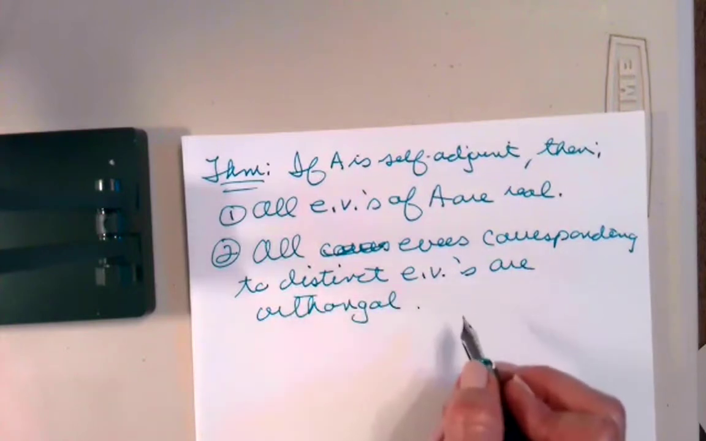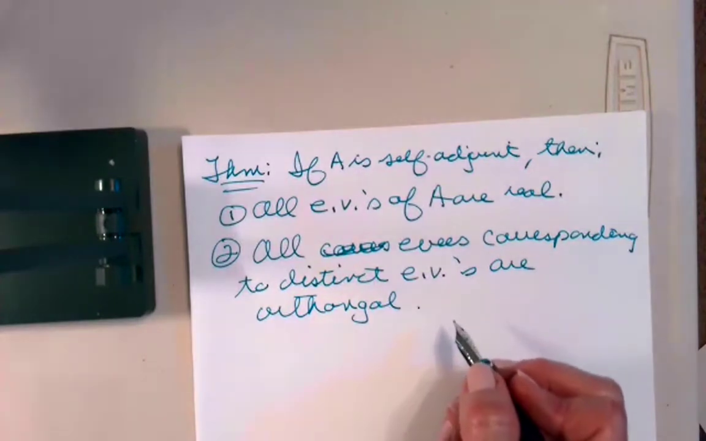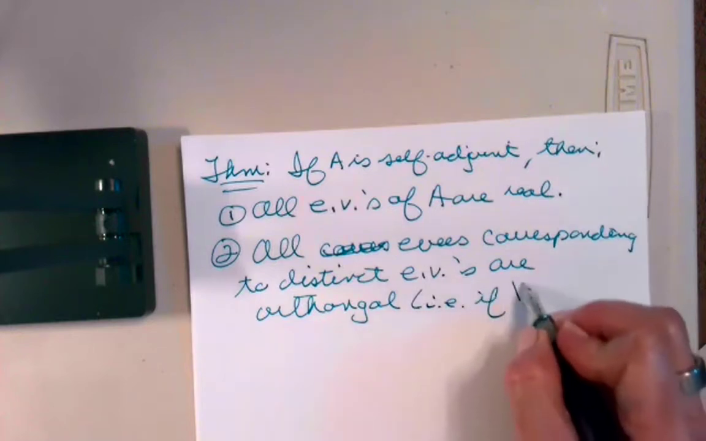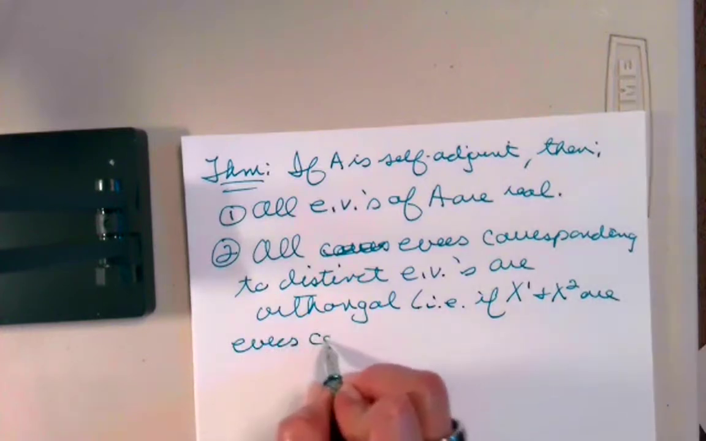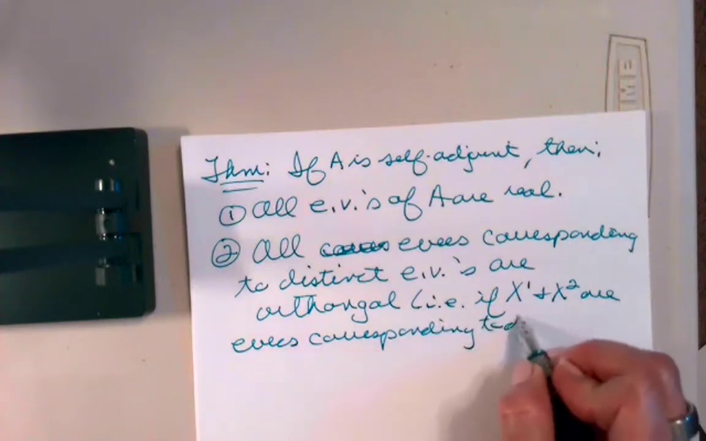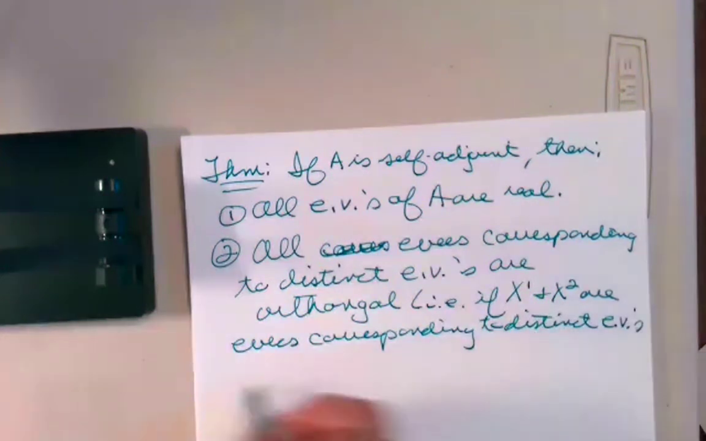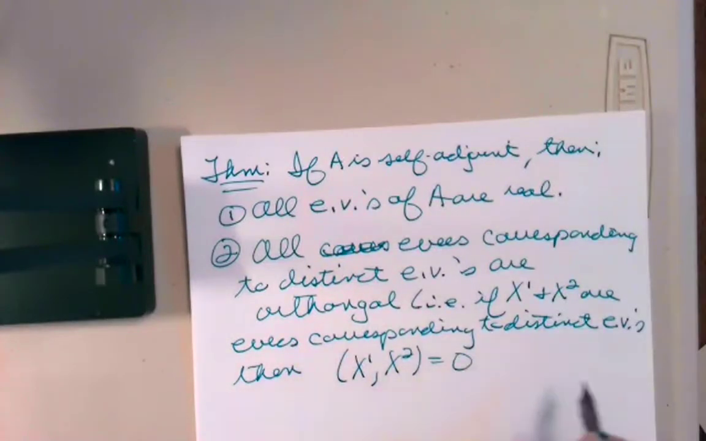Okay, remember what that means here. Orthogonal means that the inner product of X with the other vector is equal to 0. Let me say it as: if X1 and X2 are eigenvectors corresponding to distinct eigenvalues, then the inner product of X1 and X2 equals 0. Okay, so they're orthogonal to each other.